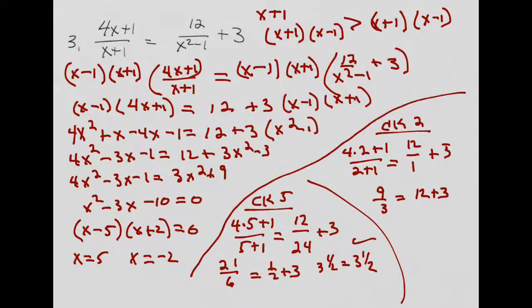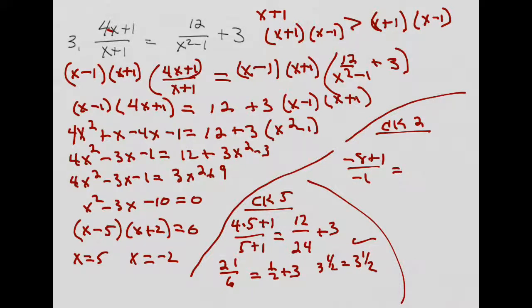Now it's a negative 2. Well, let's try it again. So I have 4 times a negative 2. That would be a negative 8. So 4 times, looking up here, I have 4 times a negative 2, that'd be a negative 8, plus 1, all over negative 2 plus 1, that's a negative 1.